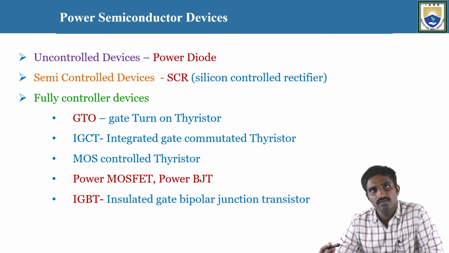First, the classification is about the uncontrolled devices, which are the power diodes. Here the controlling parameter is just to turn on and turn off, because the power semiconductor device is nothing but a switch. Its function is just to turn on and turn off. So in the uncontrolled device, the power diode, we cannot control the turn on and we cannot control the turn off.